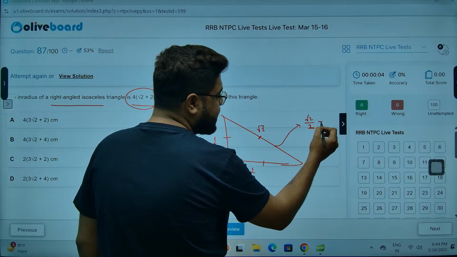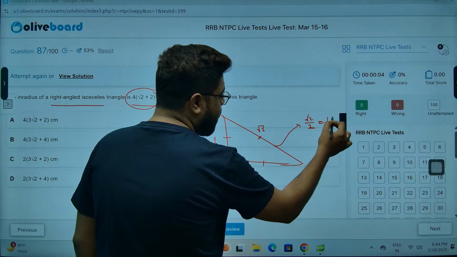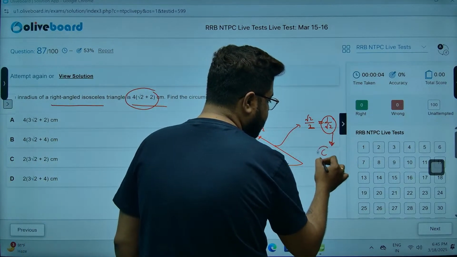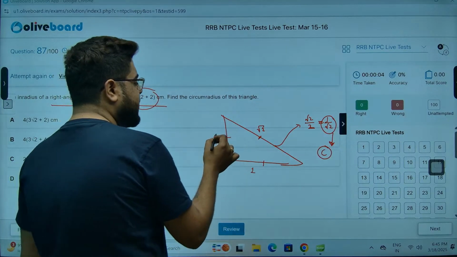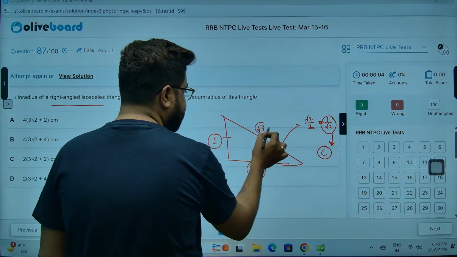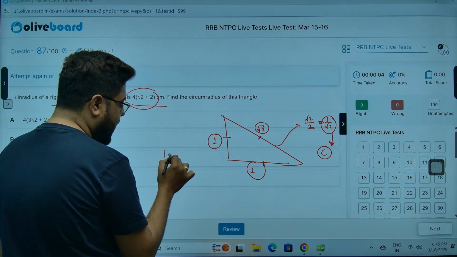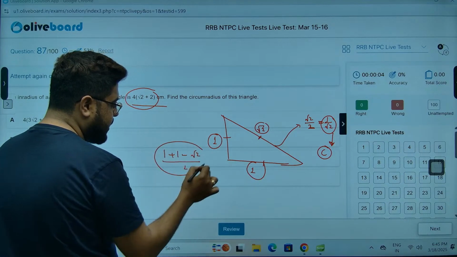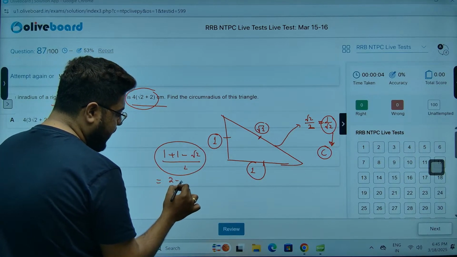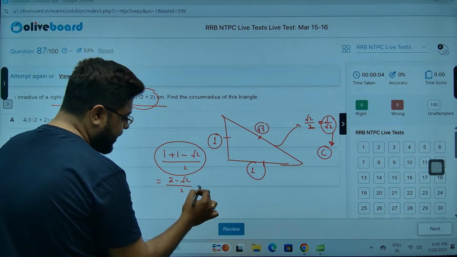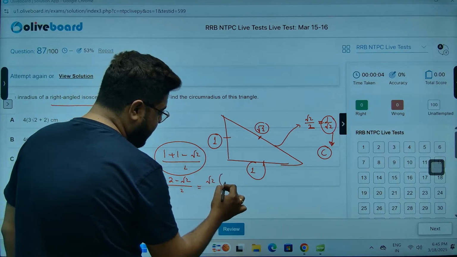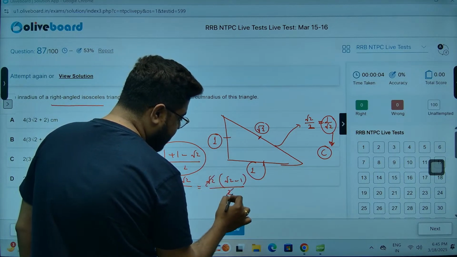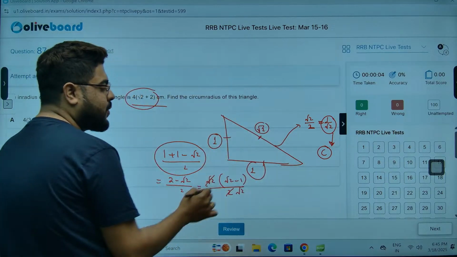That means it is 1 by root 2. That is the circumradius. The inradius is this plus this minus the hypotenuse, divided by 2. 1 plus 1 minus root 2, by 2, always. That is 2 minus root 2 by 2. Take root 2 common, and it gives you root 2 minus 1 by 2. So from there you can calculate.